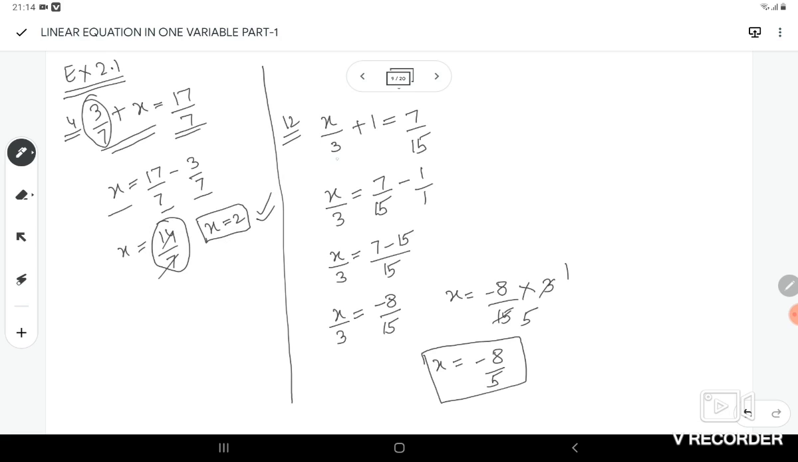Let us solve another example. x by 3 plus 1 equal to 7 by 15. So we are going to transpose 1 to the right hand side. So plus 1 will become minus 1 when going to the right hand side. So x by 3 becomes equal to 7 by 15 minus 1. On taking the LCM and solving the calculation, we get x equal to minus 8 by 5.